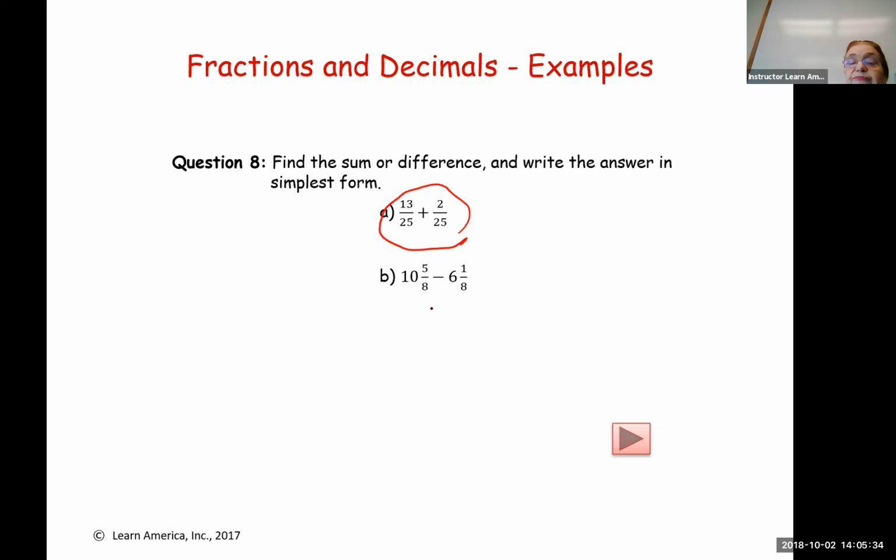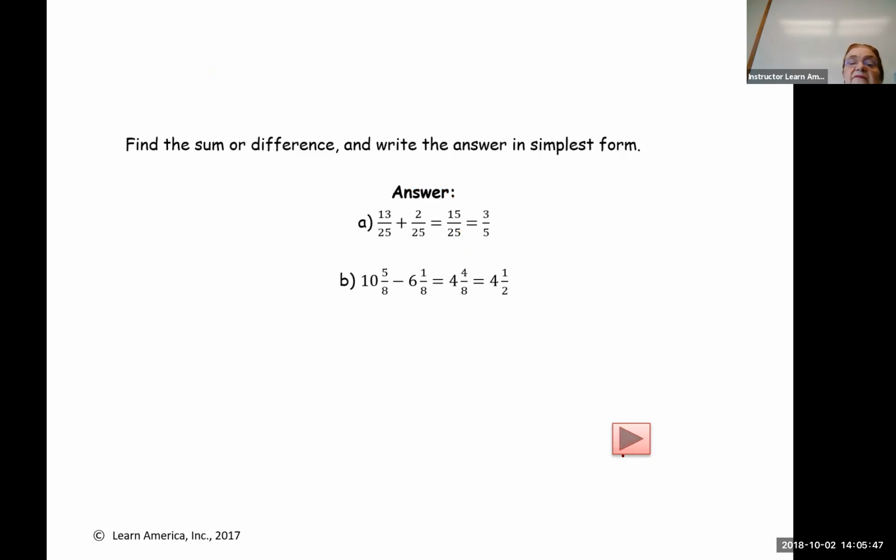On the other hand, if we have mixed forms, we have to be a little more careful. Now here, we do have the same denominator in the fraction, so we can add the fraction to the fraction and the whole number to the whole number. Looking at this then, 13 25ths added to 2 25ths gives us 15 25ths, and that of course can be reduced because we have a common factor of 5, so this reduces to 3/5. 10 and 5/8 less 6 and 1/8, here again, because they're all in eighths, we can just subtract the whole number portion, which gives us 4, and subtract the fractional portion, which gives us 4/8, and 4/8 is equivalent to 1/2.